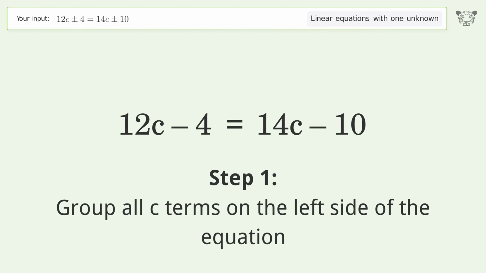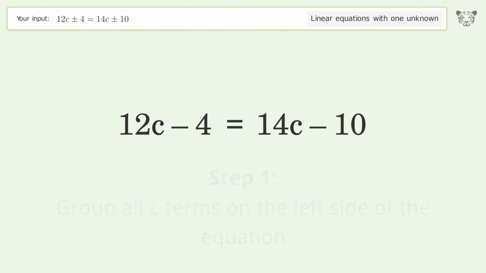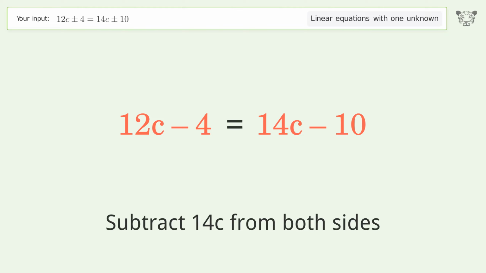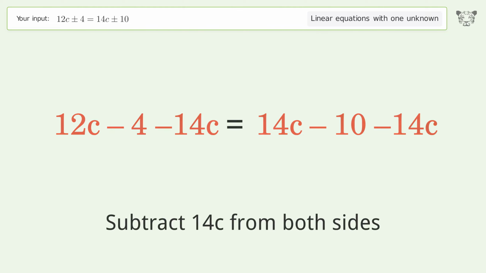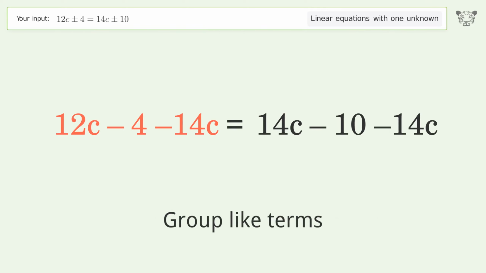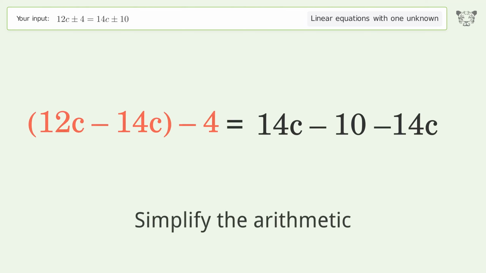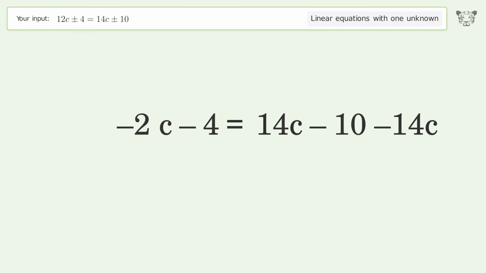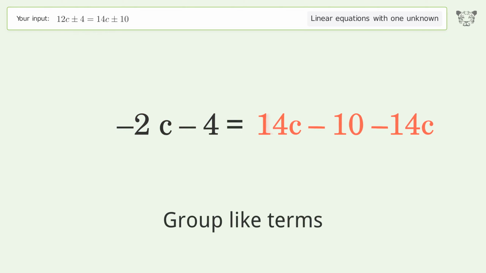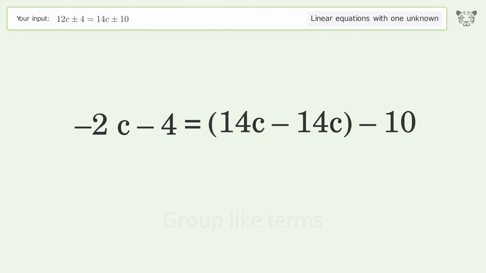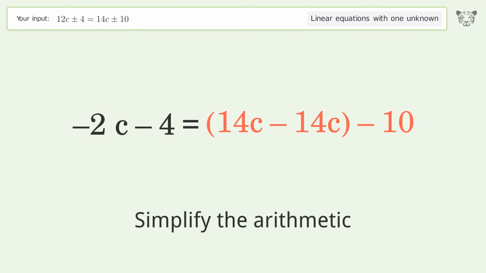Group all c terms on the left side of the equation. Subtract 14c from both sides. Group like terms. Simplify the arithmetic. Group like terms. Simplify the arithmetic.